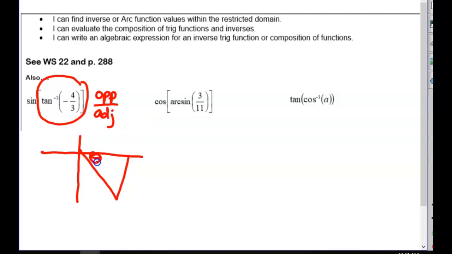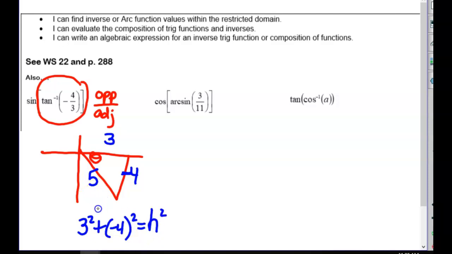Then I was totally confused. Opposite is 4, adjacent is 3. Which one's negative? 4, because I went down. If I do Pythagorean theorem, I get 5. Very carefully. Negative 4 squared is not negative 16, right? It's positive 16 plus 9 is 25, square root is 5.